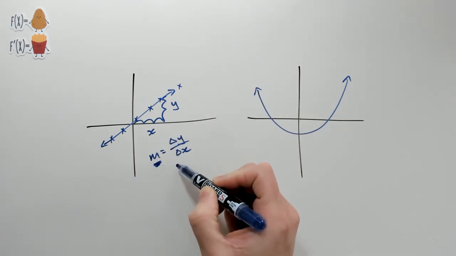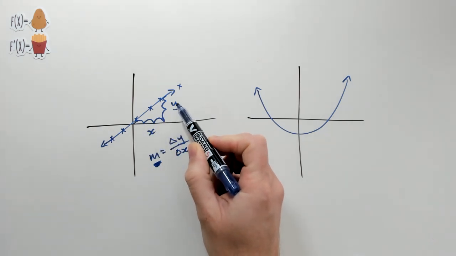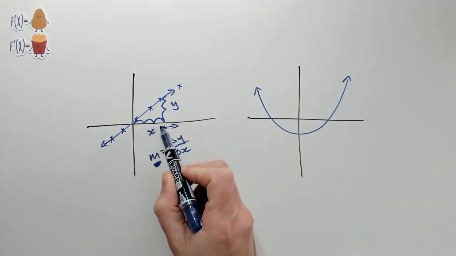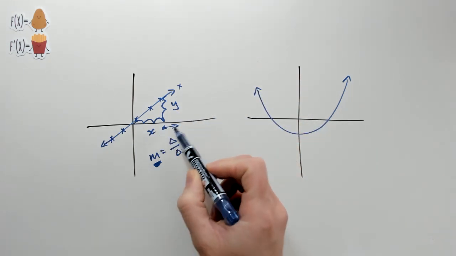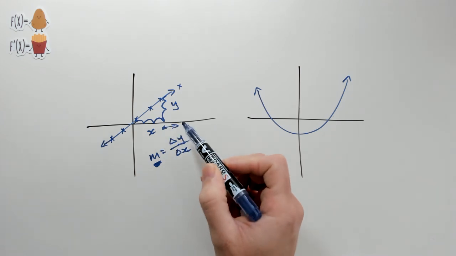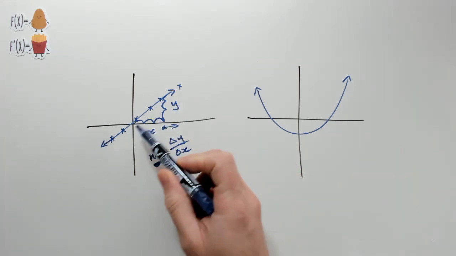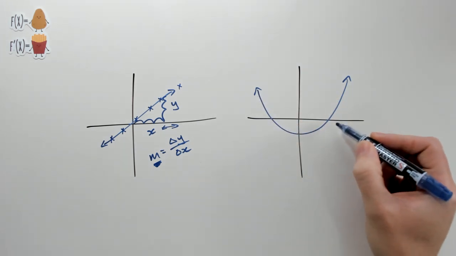This gradient, this rate of change, is how much y is changing with respect to x. So if x is getting bigger, then y is getting bigger in a certain way. This doesn't change; this change is constant. Whereas with a curved line, there are different rates of change.